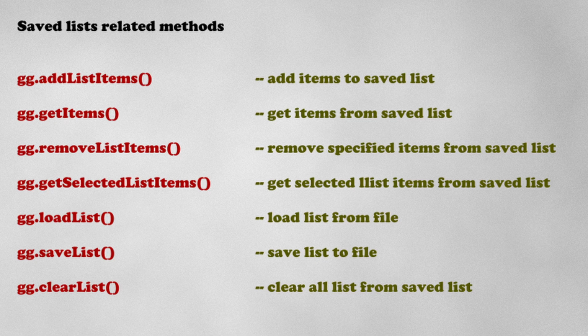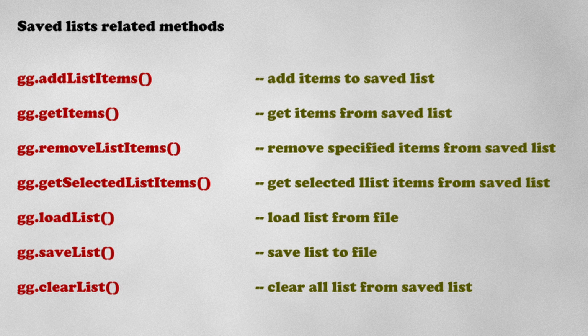Until now, we've learned about address tab and search tab related functions. Now, let's learn about saved lists related methods. gg.addListItems, gg.getItems, gg.removeListItems, gg.getSelectedListItems, gg.loadList, gg.saveList, gg.clearList. You may think these look like result-related methods.